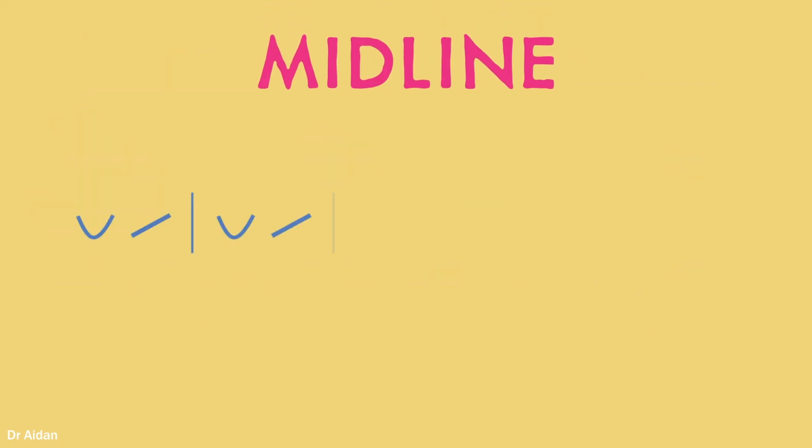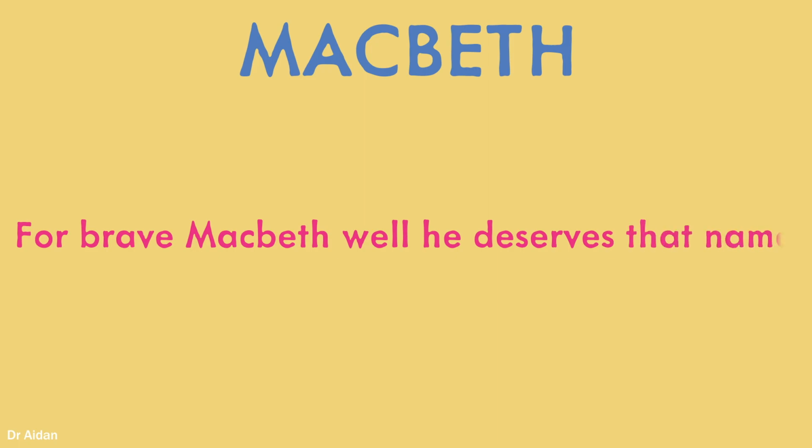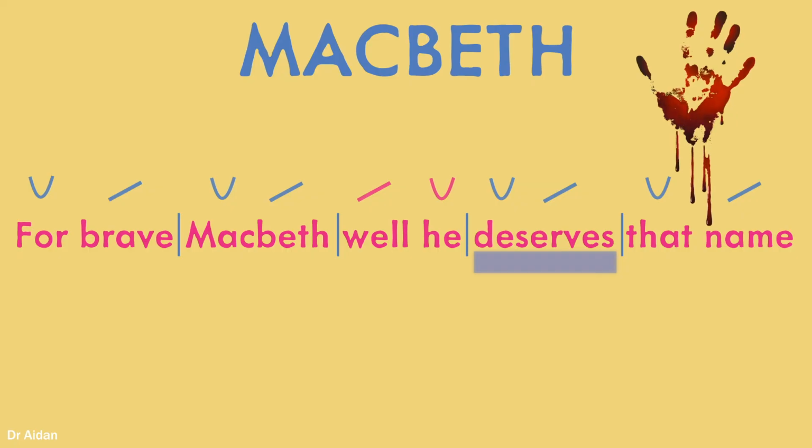The trochee can also be used to bring our attention to a key term in the middle of a line. For brave Macbeth, well he deserves that name. In this case, the trochee well he comes after the 4th syllable and draws our attention to the fact that Macbeth deserves the praise he gets for being a brave defender of Scotland. Of course, this observation will become ironic because he will subsequently use his bravery to undermine the state.